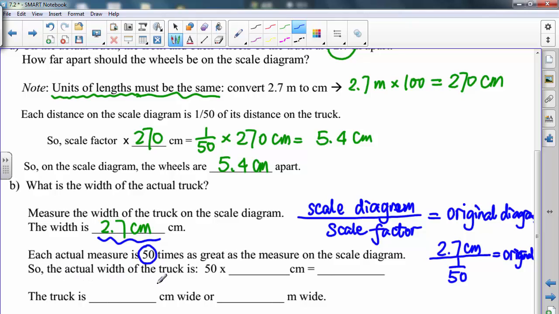So the actual width of the truck is 50 times 2.7 centimeters. This result is 135 centimeters. Therefore, the truck is 135 centimeters wide, or I can convert the centimeters to meters, which is 1.35 meters wide.